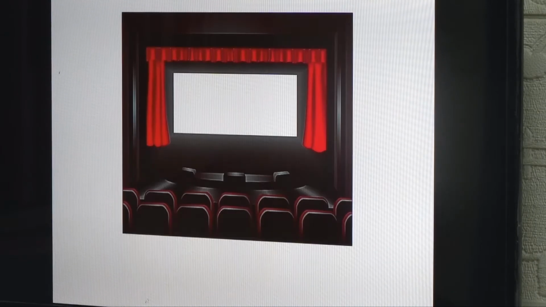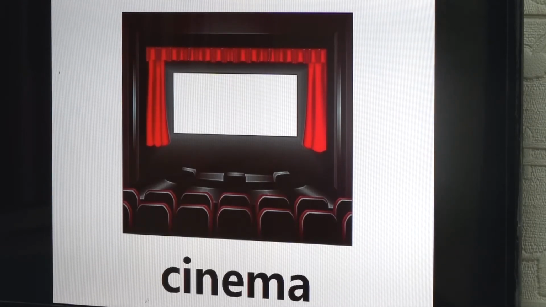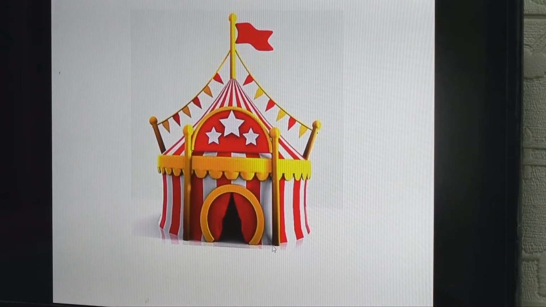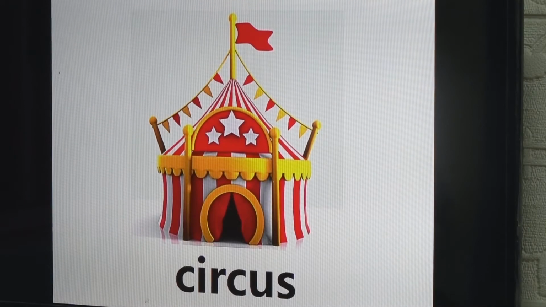After that, right here we have a place where we can watch movies. Right here is the cinema. Let's spell cinema. Cinema. Next place is a place where you can watch funny clown shows, right? This is a circus. Let's spell CIRCUS. Circus.